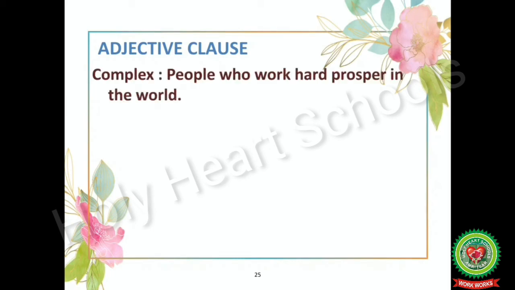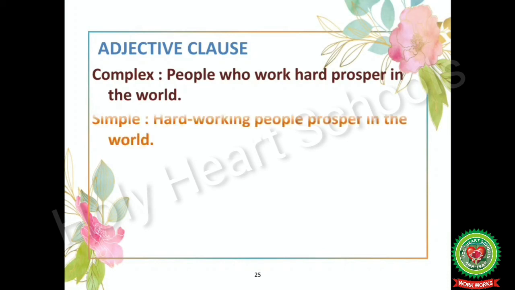See the example. First is people who work hard prosper in the world. So which people prosper in the world? We will use an adjective for people. Now which adjective can be used for the people who work hard? It will be hard-working people. So what will be our answer? It will be hard-working people prosper in the world.